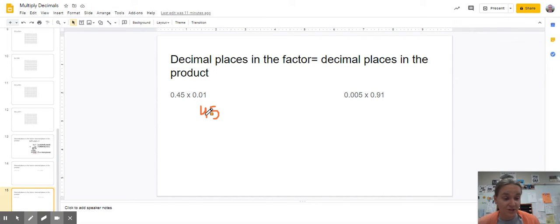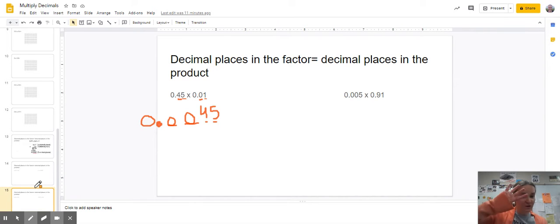How many numbers are behind my decimal in my factors? 1, 2, 3, 4. Hey, it's 4 again. So I have 1, 2, 3, 4, decimal. Put my 0 in front for my ones, zeros for my missing numbers. 1, 2, 3, 4. Yep, that's right. 45 10,000ths. All right, let's do one more problem for our math journal.